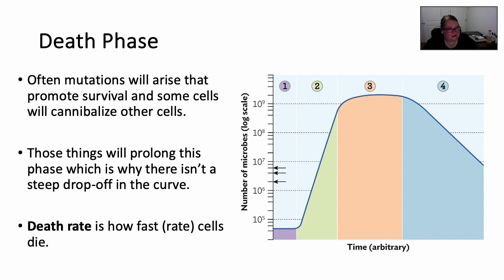Okay, so the fourth stage is the death phase. This is when our cells start to die off. Now, one question I get is like, Miss Harker, why is this not exponential? Like, our growth is exponential. Why aren't they dying as fast as they were growing? Well, there's a few reasons for this.